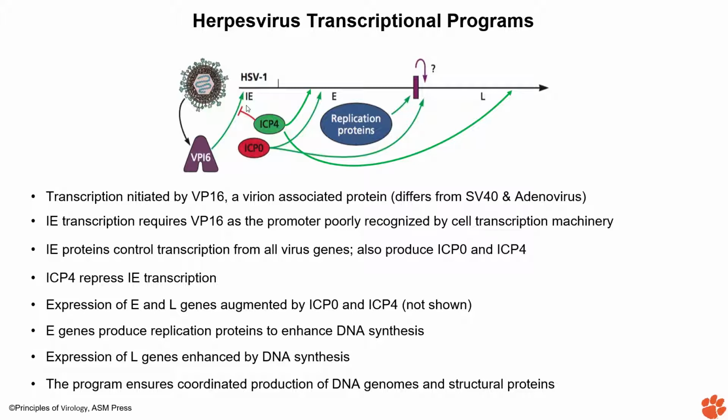When they are made, you do not need any more of them. So there is no reason to transcribe those. So it shuts off the immediate early. It switches to early and the late transcription. So this is the precise transcriptional control, which you can easily see.